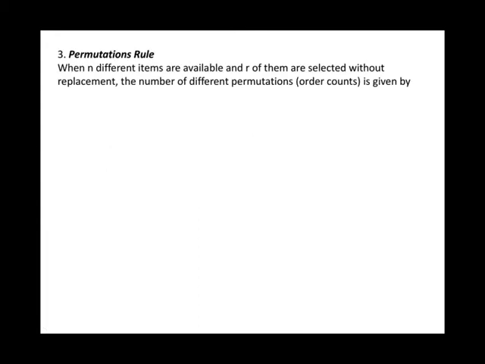Permutation rules. When n different items are available and all of them are selected without replacement, the number of different permutations is given by nPr. We call this a permutation. In nPr, n is how many items you have, and r is how many you want to pick from the n. When we use the permutation rule, the order matters. Look at this example.